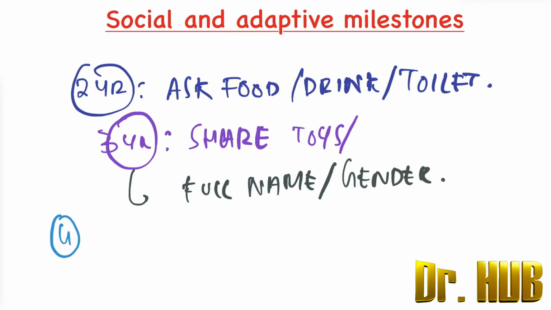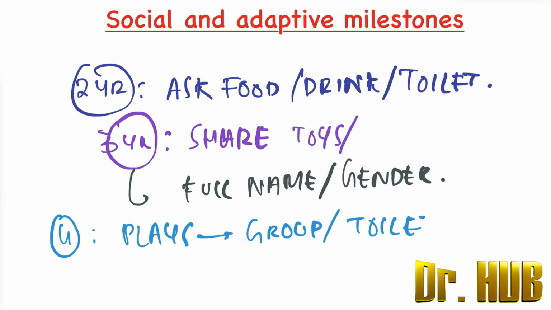Now moving on to age 4 is where it plays cooperatively in a group. So it is able to play cooperatively in the group and goes to the toilet alone. So at 4 years of age, toilet alone.